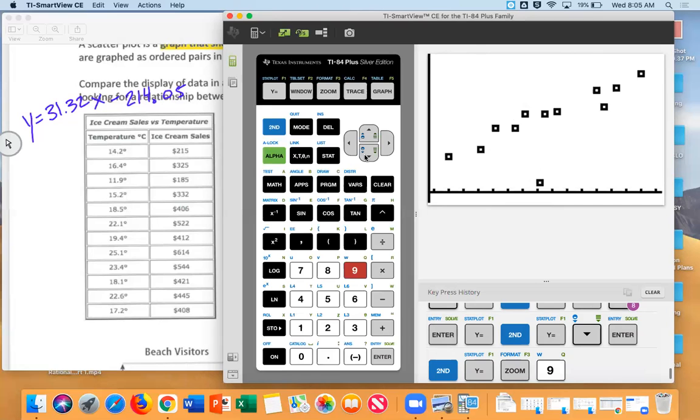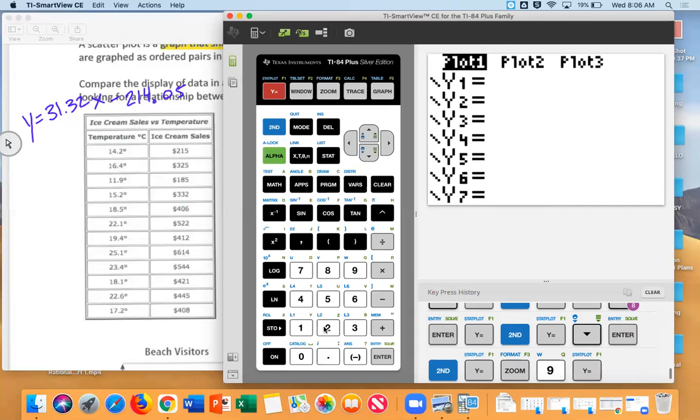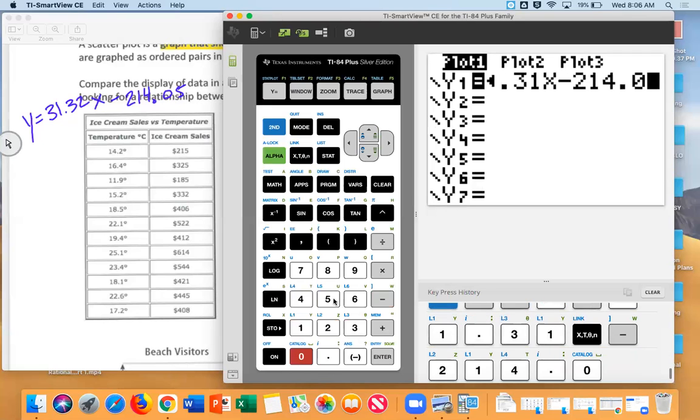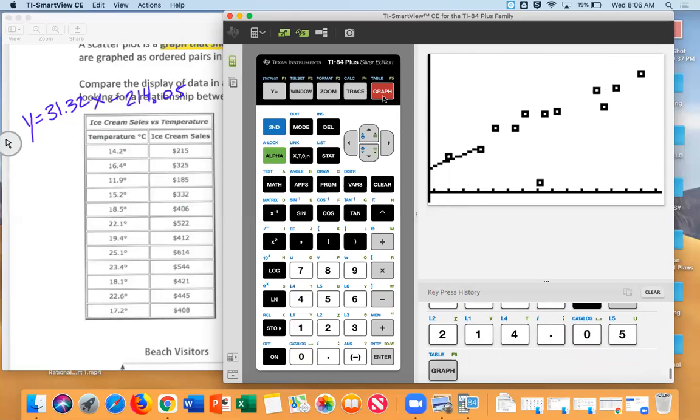Okay. And it plots it. Does everybody see that? Those are our dots, right? Now, Andrew told us it looks like a line, right? We calculated the line, which is over here. So what I'm going to do is go to y equals, and plug in 31.32x minus 214.05. And if I'm lucky, when I hit enter, what do you see? That line of best fit, right?